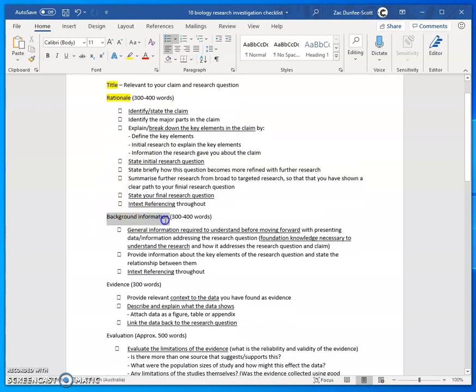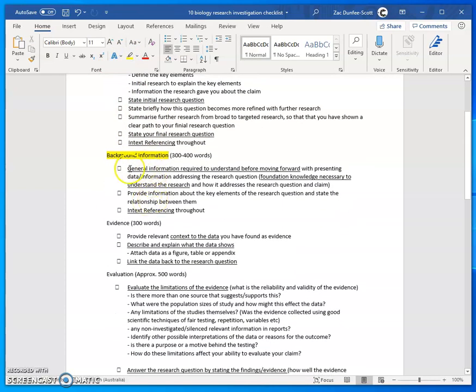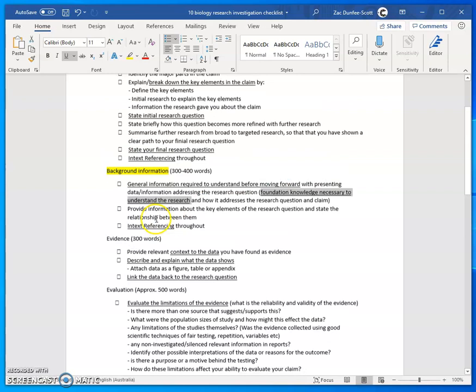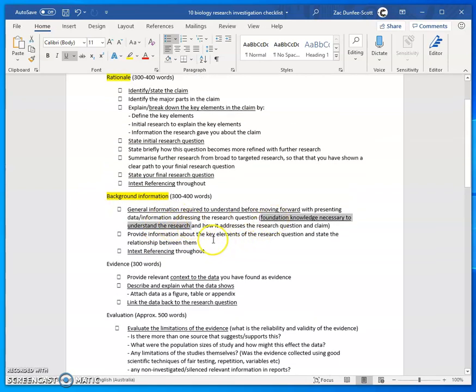The next thing is your background information. Your background information is just the general information required to understand before moving forward. The foundation knowledge that's necessary for the reader to understand the research. So you're breaking down the key points of the research question is the major thing here.